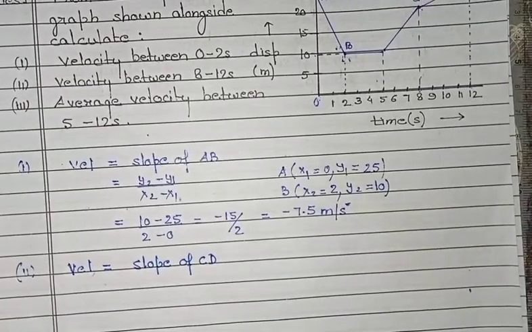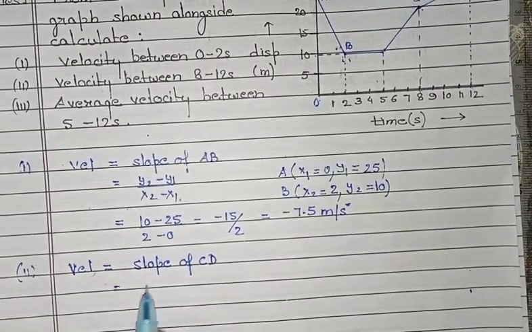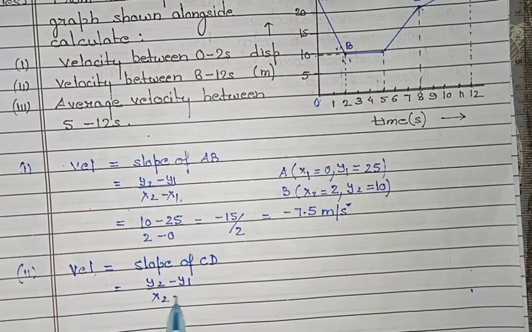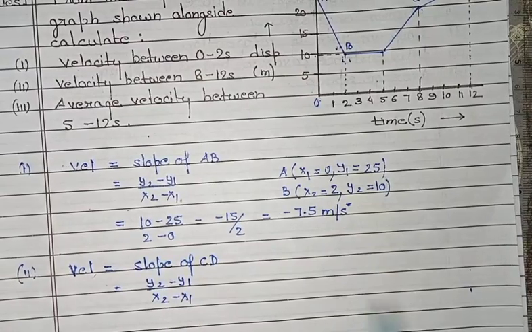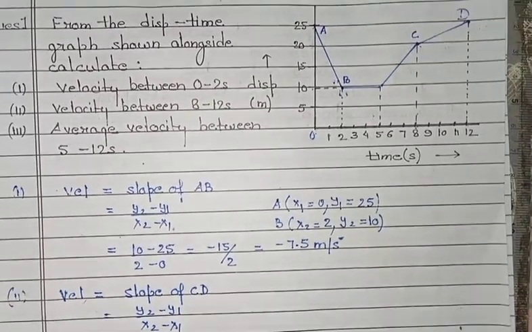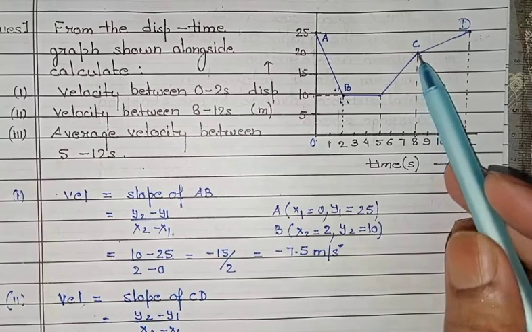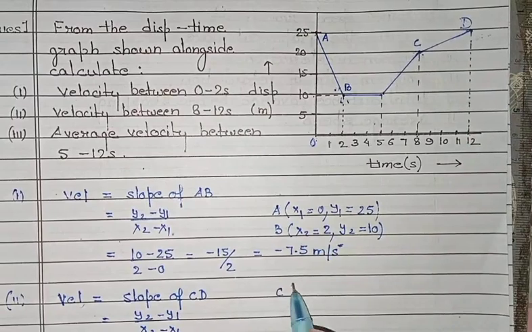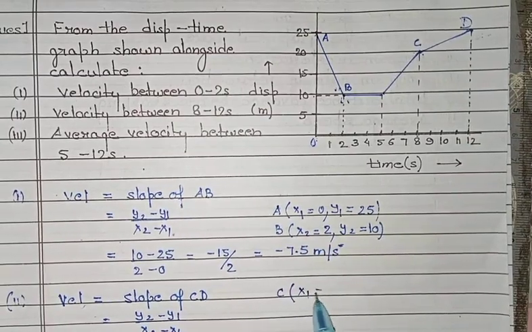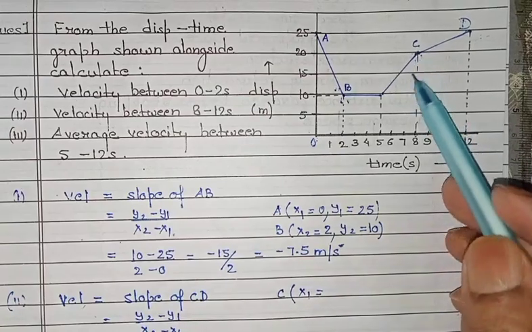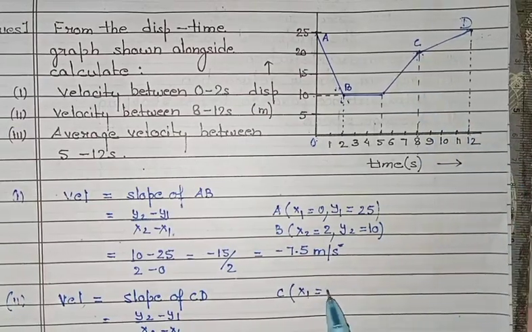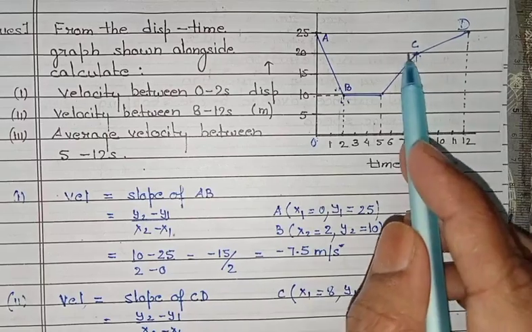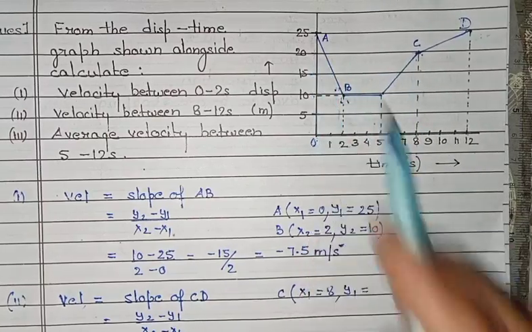Formula will remain the same. Formula was y2 minus y1 upon x2 minus x1. Now let us consider these points C and D. As you can see, graph is moving in the upward direction, so C will be the first point. So let's see what are the values at C, x1 and y1. Moving towards the x-axis, it's 8, and moving towards the y-axis, it is 20.